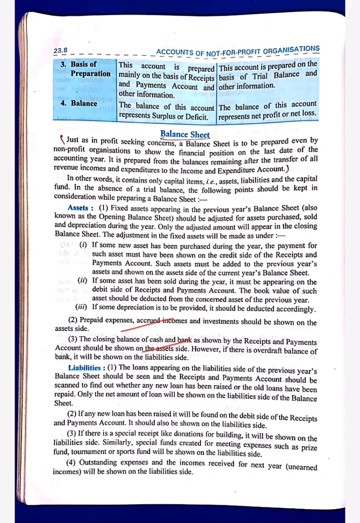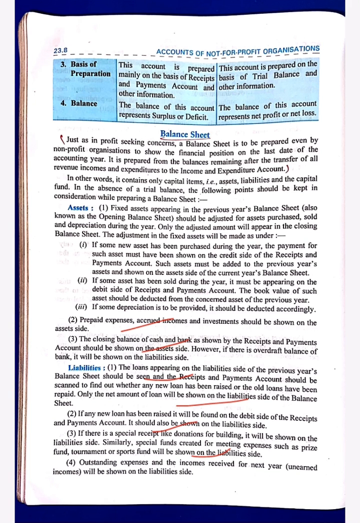Okay. In liabilities, the loans appearing on the liability side of the previous year balance sheet should be seen, and the receipt and payment account should be scanned to find out whether any new loan has been raised or the old loans have been repaid. The net amount of the loan will be shown on the liability side of the balance sheet. If any new loan has been raised, it will be found in the receipt and payment account. It should be transferred to the liability side.